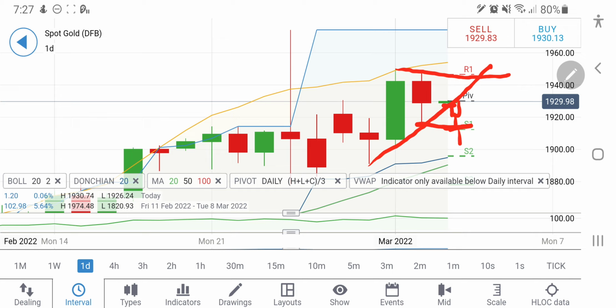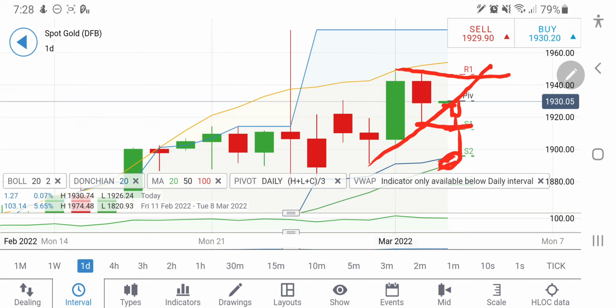These two levels are very important, and below that it will try to come back. See, on the daily charts, we have seen that this zone at 1890 to 1900 is definitely a stronger support. This is the 20 period moving average coming into picture here at 1890 levels.